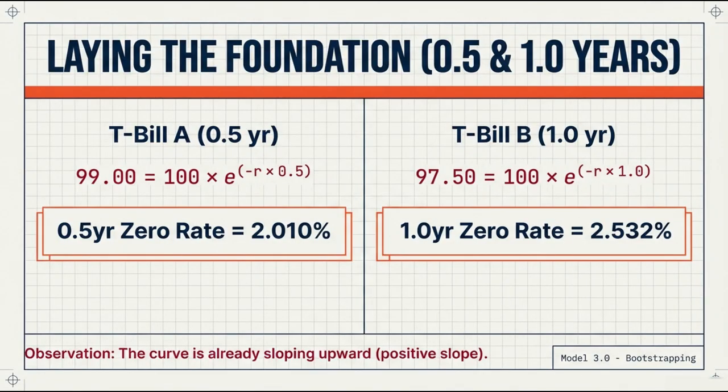Done. Step 2. Now we move to T-bill B, the 1.0 year zero rate, r2. Another straightforward calculation. T-bill B has a price of $97.50 and 100 payoff in 1 full year. So 97.50 equals 100 times e to the power of negative r2 times 1.0. Right. Solving this gives us the 1.0 year zero rate, r2, which is approximately 2.532% per annum. And already we can see a positive slope. The 1-year rate is a bit higher than the 6-month rate. It is. This immediately tells us the market is either expecting rates to rise or it's demanding a small liquidity premium for holding on for that extra 6 months.